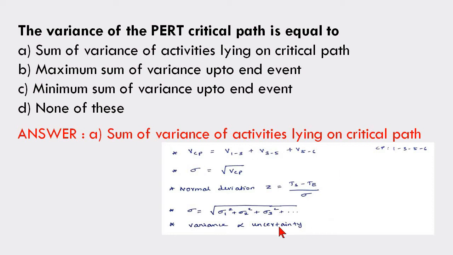If they have given standard deviation, then standard deviation is the square root of variance. This is the formula for standard deviation, and this is the formula for variance. You can find the standard deviation by using the variance, that is the square root of variance. The normal deviation formula is z equals Ts minus Te divided by sigma. Also a very important point is that variance is directly proportional to uncertainty.